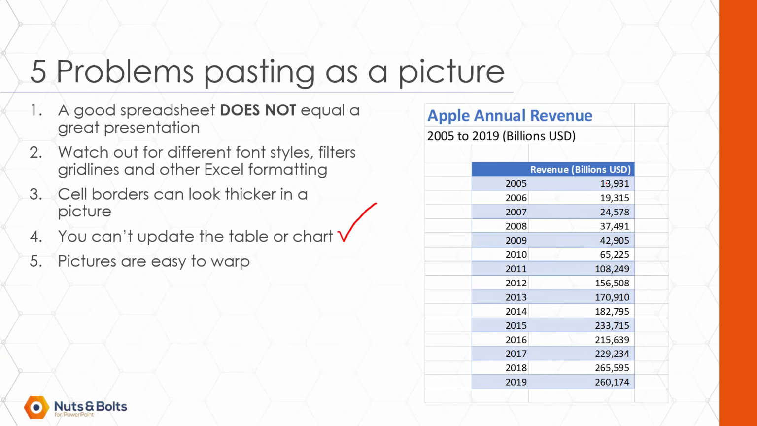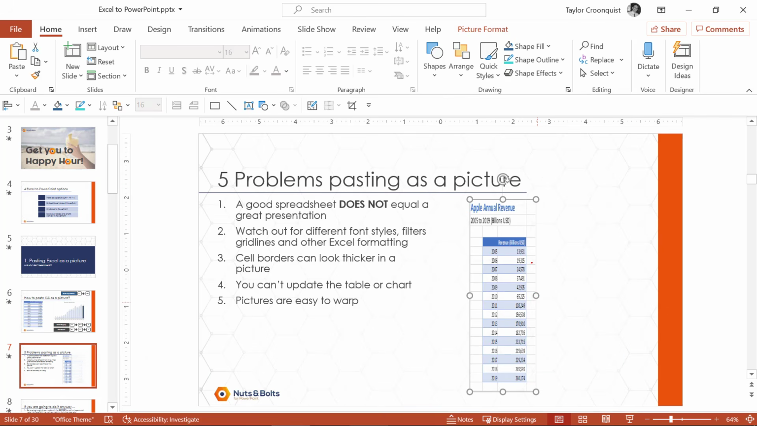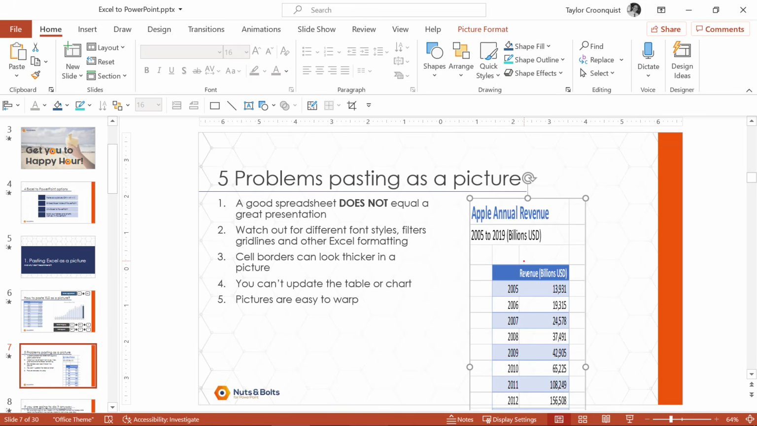So someone has to recreate this, convert your picture back into text, back into a table, which is possible, but it's not super easy to do right off the bat. And the biggest thing to be aware of when you're pasting these pictures into PowerPoint is they're super easy to warp. So someone can very easily warp your picture, not knowing what they're doing.